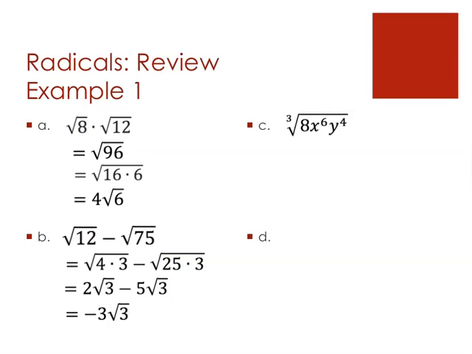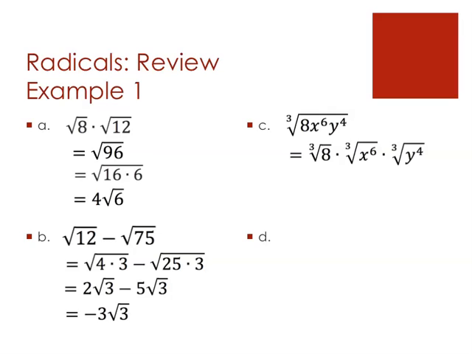So to simplify this, I'm going to break this down into each of its parts. I'm going to write this as the cube root of 8 times the cube root of x to the 6th times the cube root of y to the 4th. The cube root of 8 is 2.